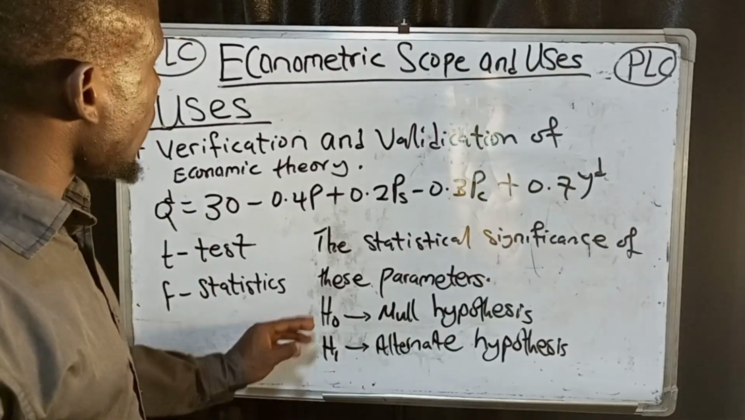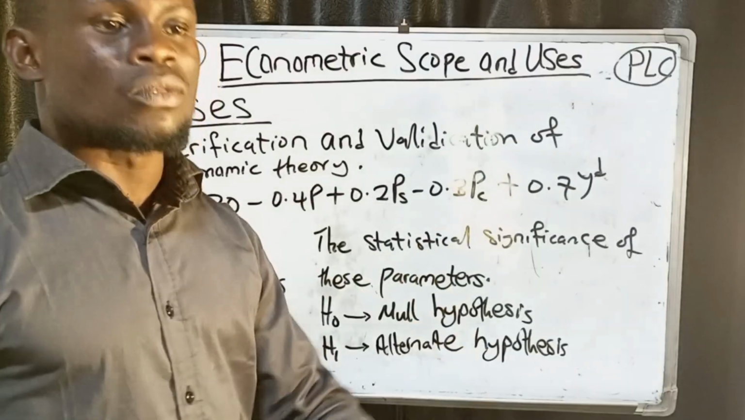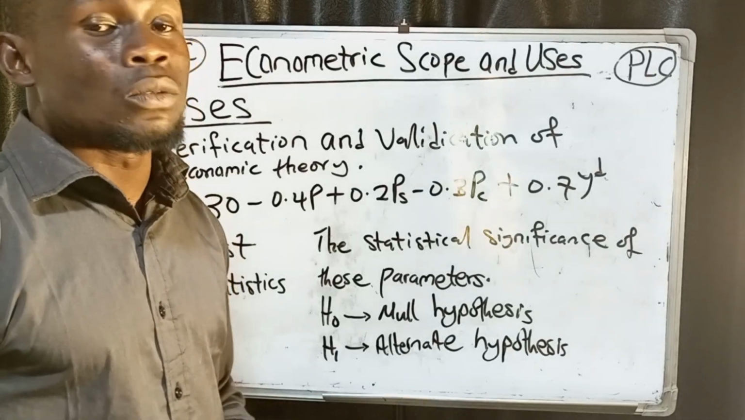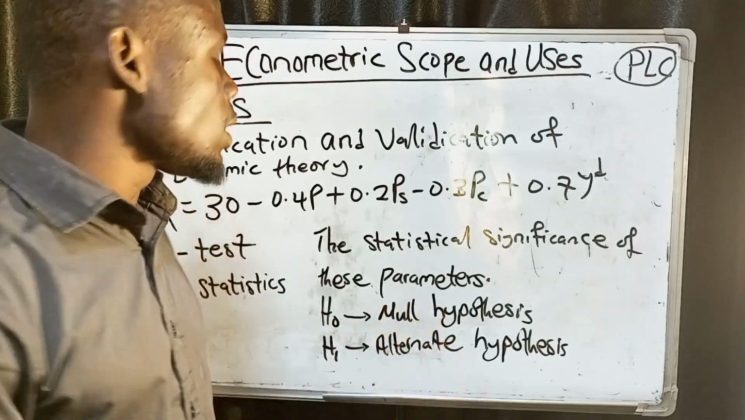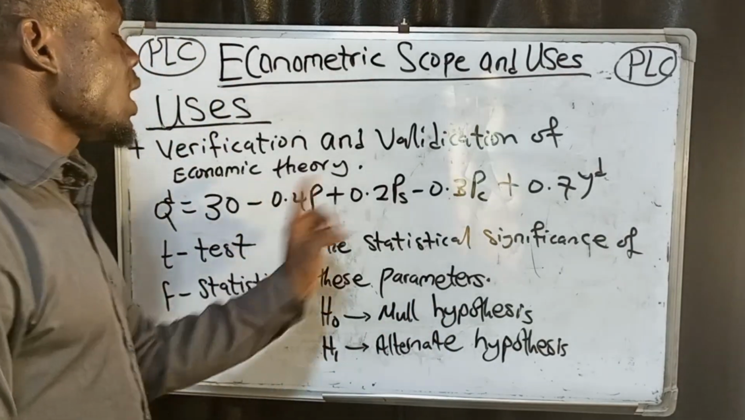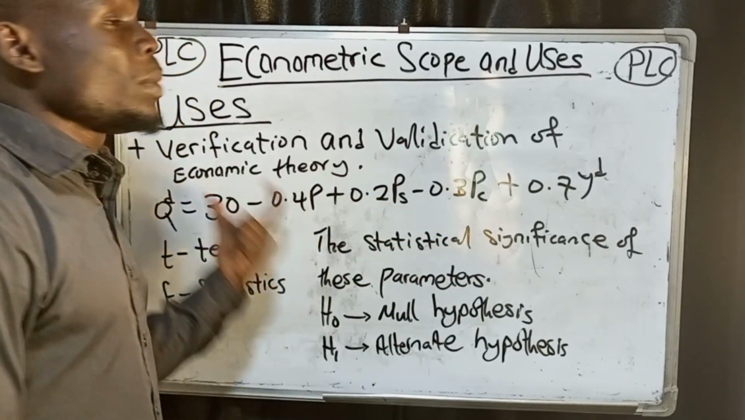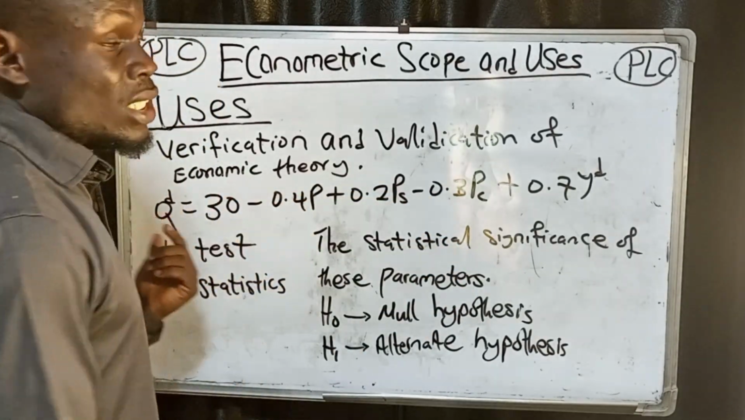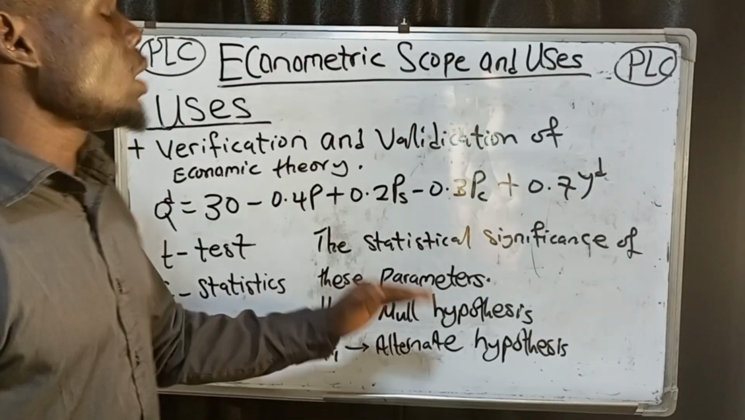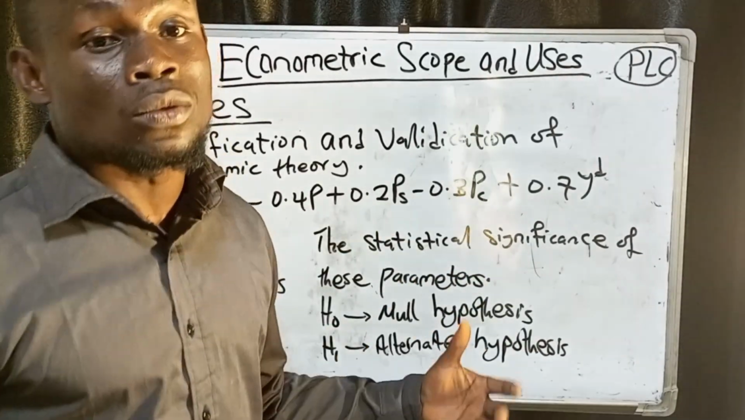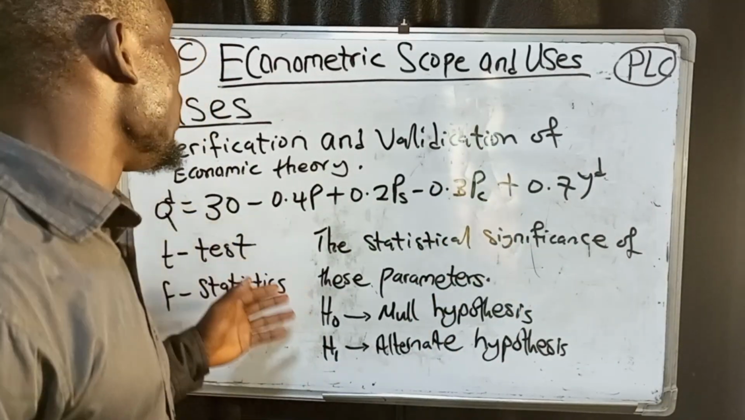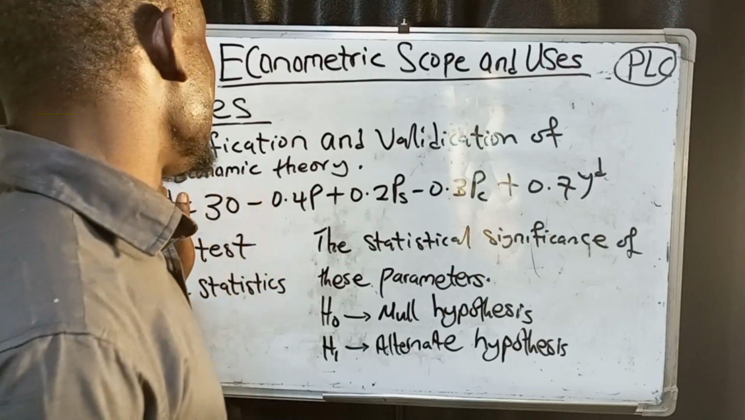You must have it in mind that our null hypothesis is always a negative hypothesis. It's a hypothesis which the researcher intends to reject, and it always says that there is no statistical significance between the parameter and the independent variable. While in our alternate hypothesis, we state that there is statistical significance. That is about verification and foundation of economic theory.